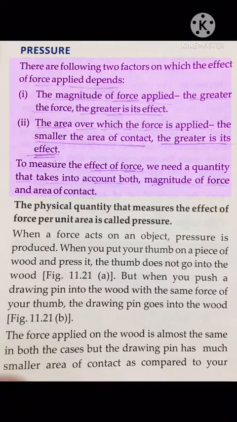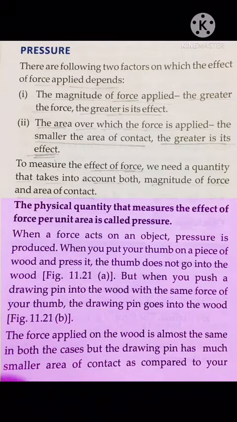To measure the effect of force, we need a quantity that takes into account both magnitude of force and area of contact. Now we need a single quantity which considers both of these factors, and that physical quantity that measures the effect of force per unit area. That single quantity is called pressure. This is a quantity which takes into account both magnitude of force and area of contact. Then, the physical quantity that measures the effect of force per unit area.